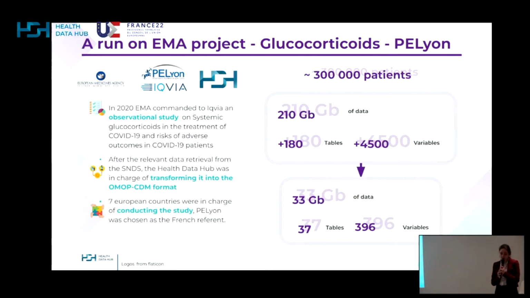After the relevant data was retrieved from the SNDS, the AGH was in charge of transforming it into the OMOP CDM format. In the end, we had a cohort of 300,000 patients, which represents more than 200 gigabytes of data. And as usual for the SNDS, more than 180 tables and more than 4,000 variables. After the transformation, the data was only 30 gigabytes and only 37 tables, which is one of the advantages of transforming the data into OMOP CDM.